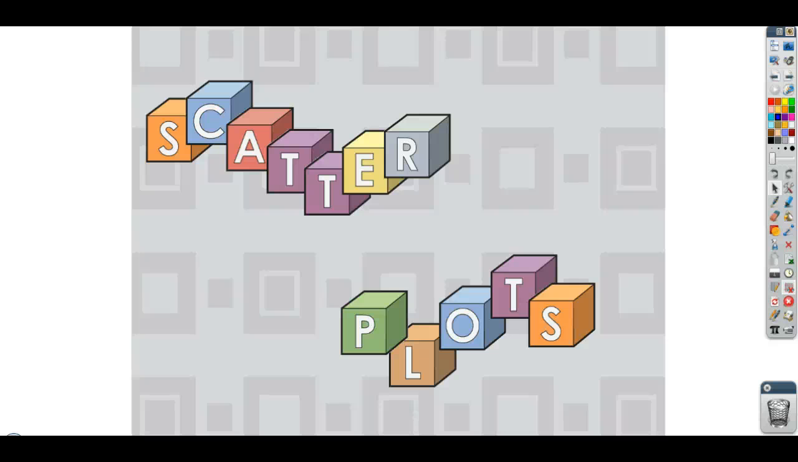Let's talk about some scatter plots. This one is going to be pretty, how do I say this? Pretty vocab heavy, so you're definitely going to want to write down some of these terms.